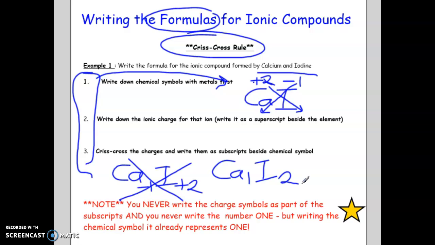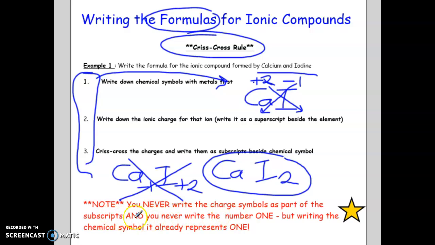Another correction. Remember when we did counting atoms, we never write in the number 1. By having the chemical symbol there, that automatically means the number 1. So when you're doing the proper formula, you actually never write in the plus and minus symbols, and you never write in the number 1. And this is our formula.